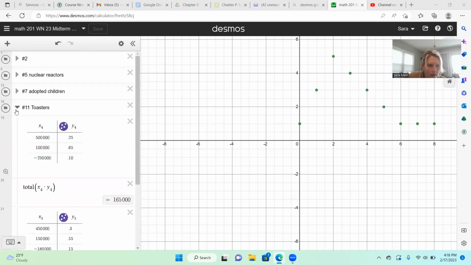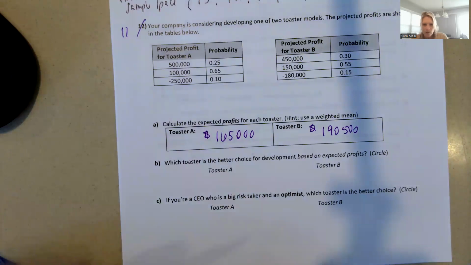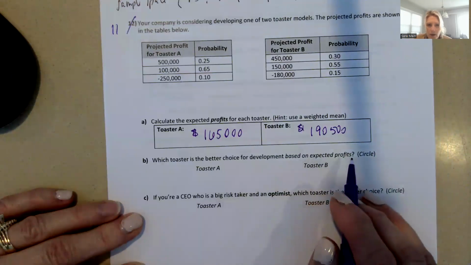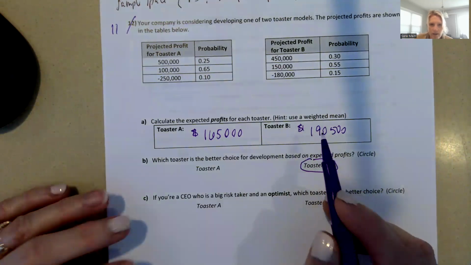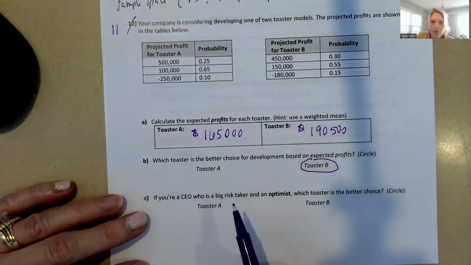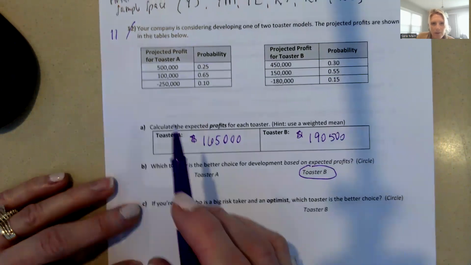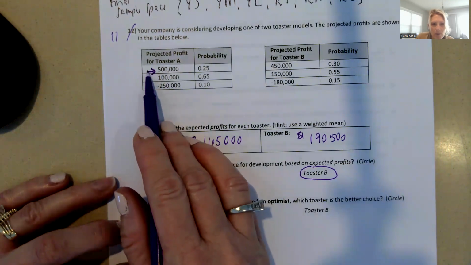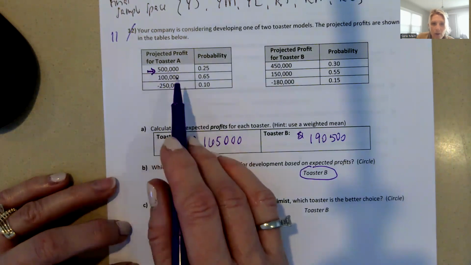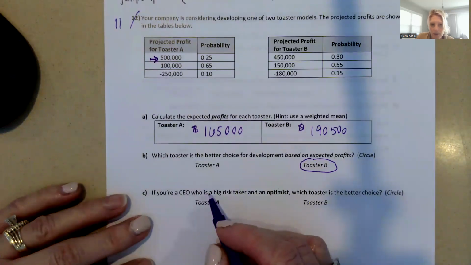Okay. And it's interesting because they both look like they have some really good possible profits. So it says, which toaster is the better choice for development based on expected profits? And that would be toaster B. It has a better likelihood of overall success. C says, if you're a CEO who's a big risk taker and an optimist, which toaster is the better choice? And the optimist is probably going to go for project A because optimists always look at where they could possibly make the most money. They could make $500,000. They don't look at the fact that they could possibly lose money. They look at the best possible option. So that would be toaster A.